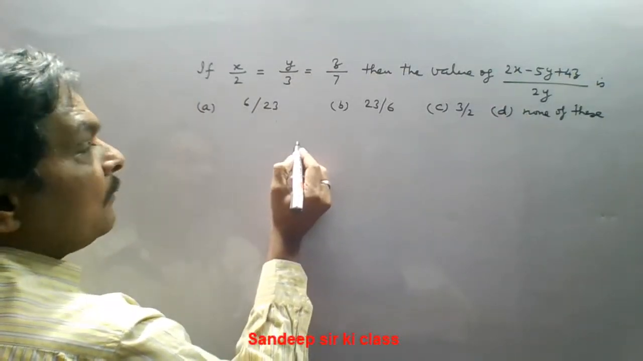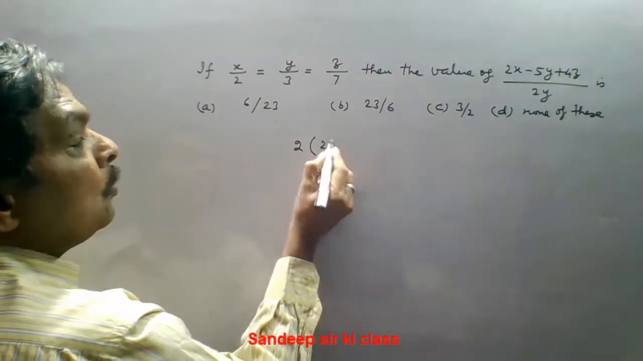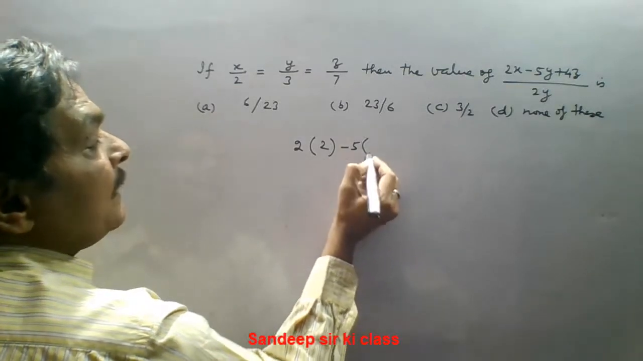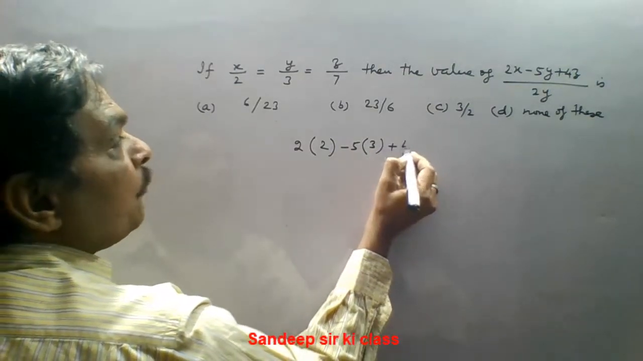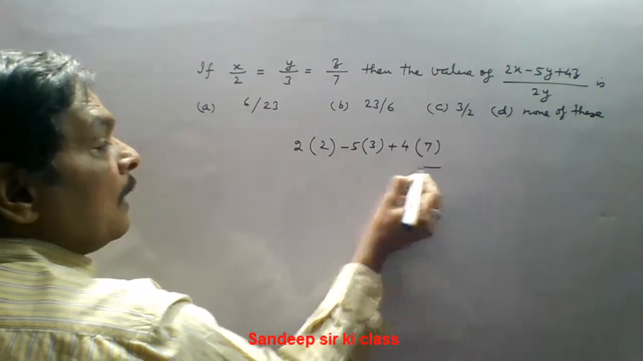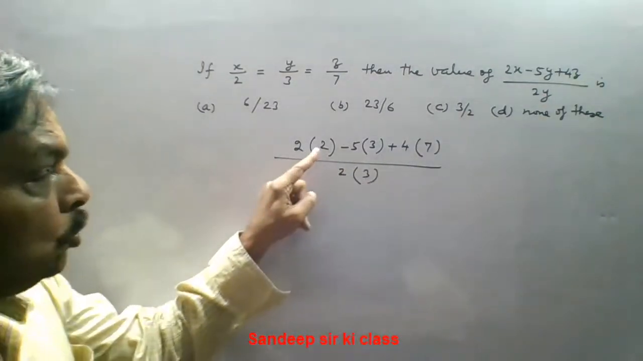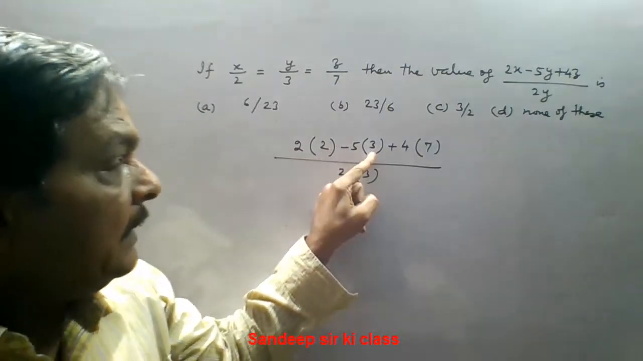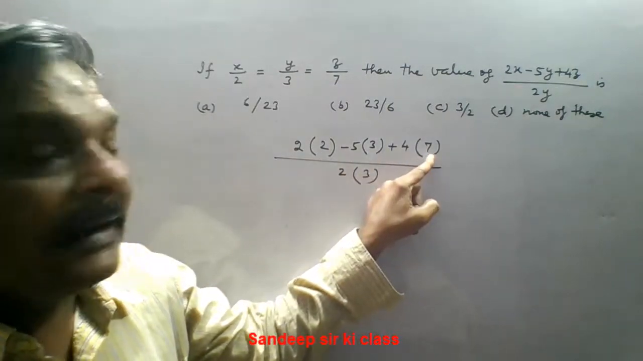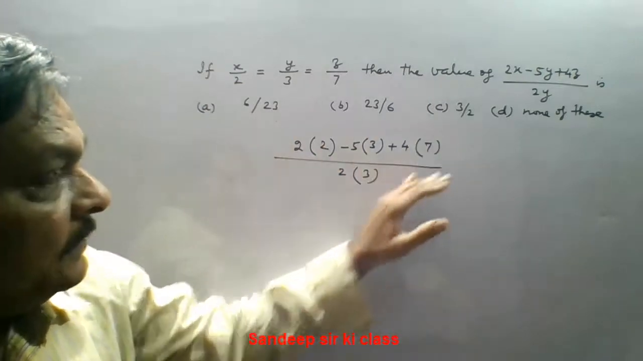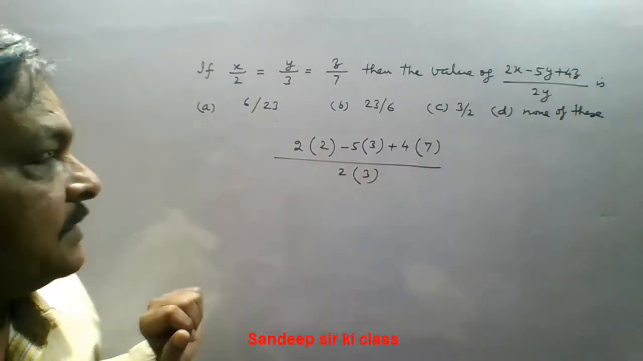So with that rule, we get 2 into 2 minus 5 into 3 plus 4 into 7 upon 2 into 3. I have written 2 in place of x, 3 in place of y, and 7 in place of z. So the value of this expression is the answer.